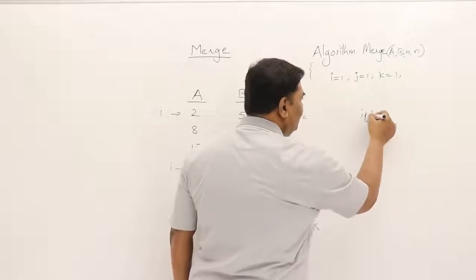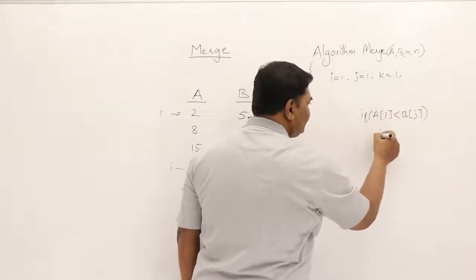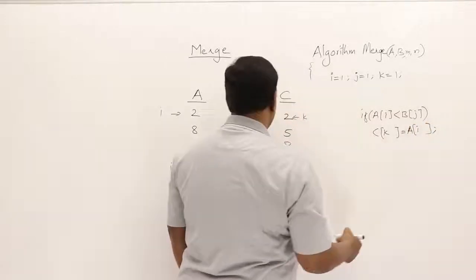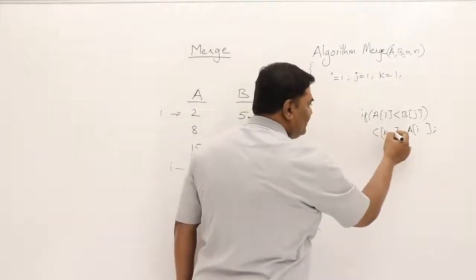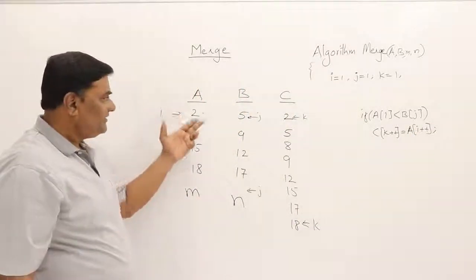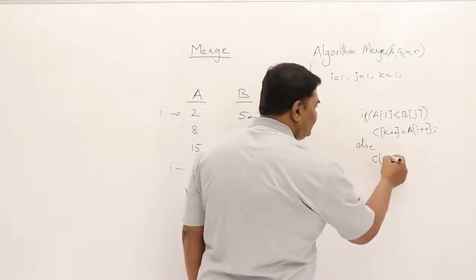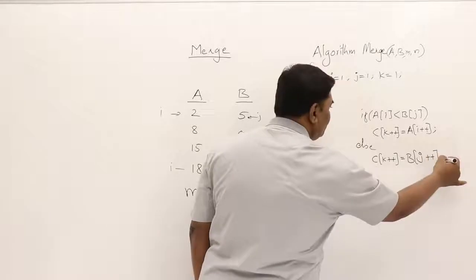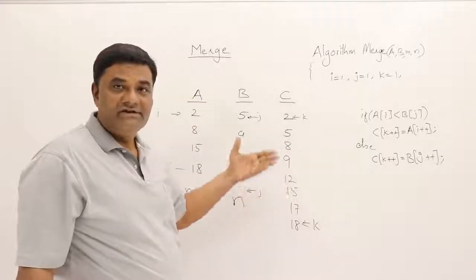If A of I is less than B of J, then in C of K, I should copy A of I. If this is smaller, copy this one and move I and K also. So K++ and I++. If this is not smaller, else, in C of K++, copy B of J++. This process will continue. That's what we have seen.